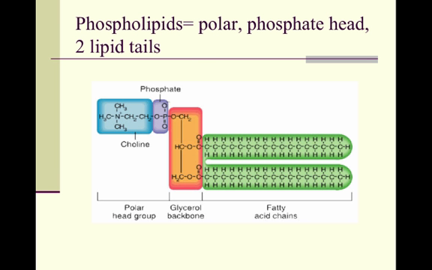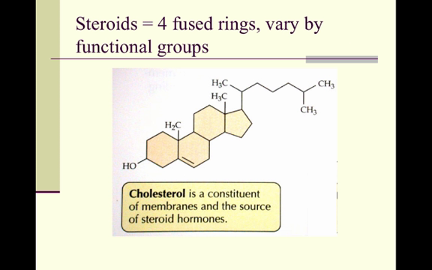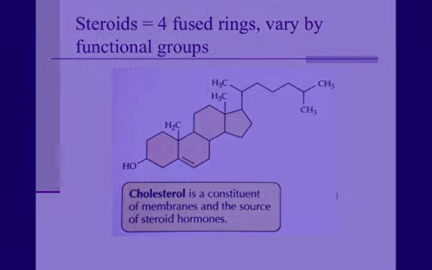Phospholipids we'll be seeing later on in the cell membrane. They have a polar phosphate head, which allows them to like water, and 2 lipid tails, which don't like water. Steroids, the final type of fat or lipid, have 4 fused rings, and they vary by the functional groups that are attached on the outside. So they all have the 4 rings, and this one you notice has some methyl groups on the top right.